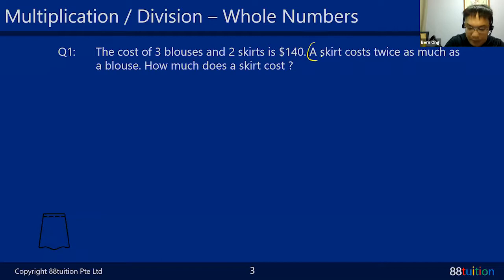A skirt is twice a blouse. What's the meaning of the skirt? Skirt is twice the blouse. All right. It means that the skirt is more expensive. More expensive twice means what? Twice actually means two times.